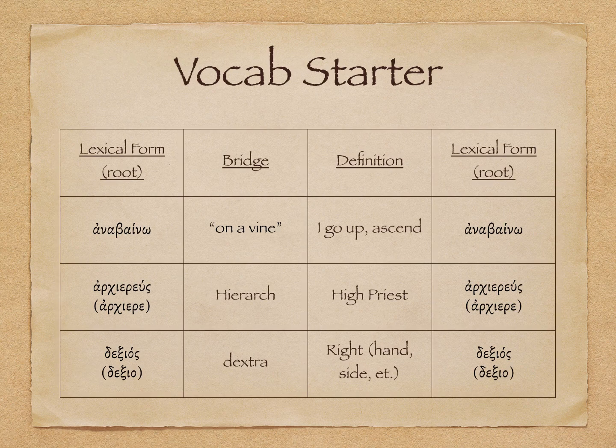Vocab starter for the week. Anabaino, I hear the rhyme on a vine. Anabaino, I think on a vine. I go up or ascend if I'm climbing a vine in the jungle. Anabaino, I ascend or climb. Archiereus, hierarch or hierarchy, a high priest, archiereus. Dexios, dextra means right hand, dexios.